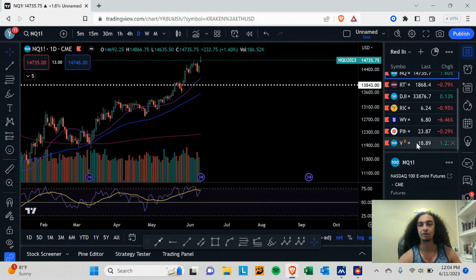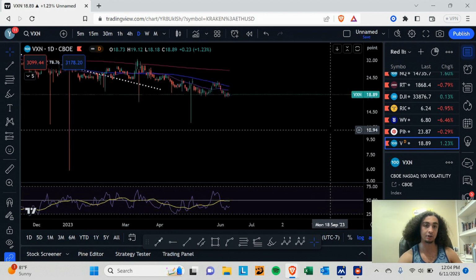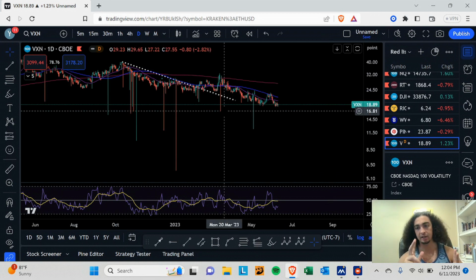What I'd like to take a look at is the VXN. So if you guys are familiar with the VIX, the VIX, that measures the volatility on the S&P 500. The VXN measures volatility on the Nasdaq. So you can see here there's kind of crazy wicks. This is not a stock. This actually measures volatility across the index. So it doesn't trade like a normal stock. You can't just buy shares of it, but you can buy options on it.